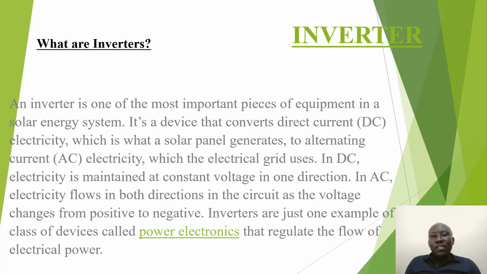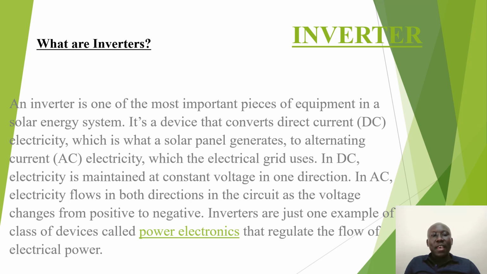Today we are going to discuss inverters. An inverter is one of the most important pieces of equipment in a solar energy system. It is a device that converts direct current (DC) electricity, which is what a solar panel generates, to alternating current (AC) electricity, which the electrical grid uses.